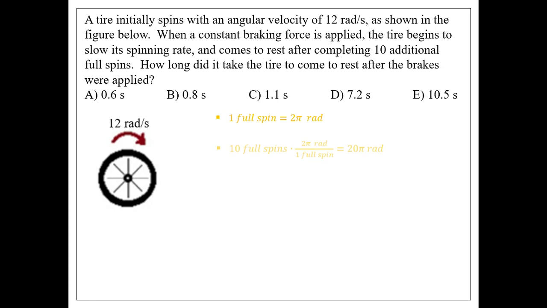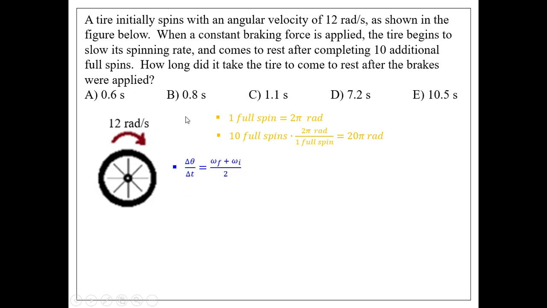All right. If 1 full spin is 2 pi rad, then 10 full spins would just be 20 pi, right? Here I did the conversion for you if you really need to see it. There's 10 full spins, and every 1 full spin is equivalent to 2 pi rad. So 10 times 2 pi is 20 pi, the bottom is just 1 so that disappears, and the spin unit cancels out.